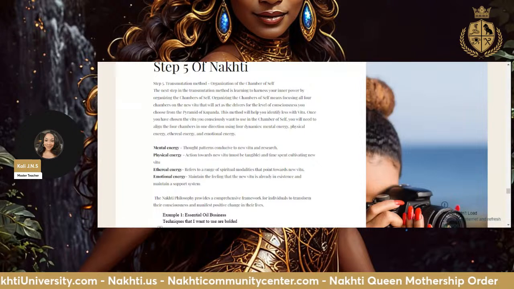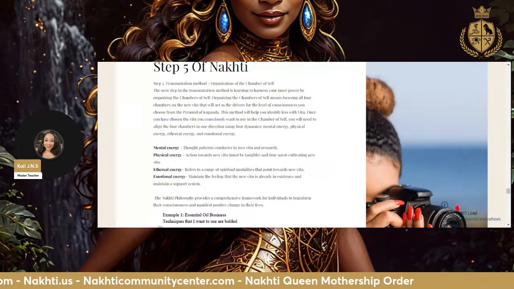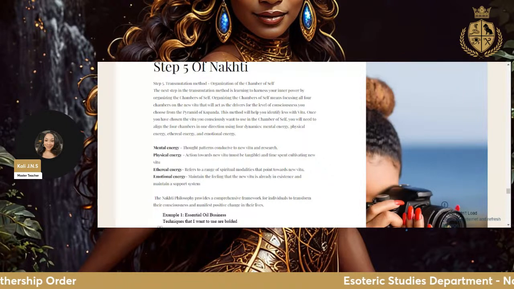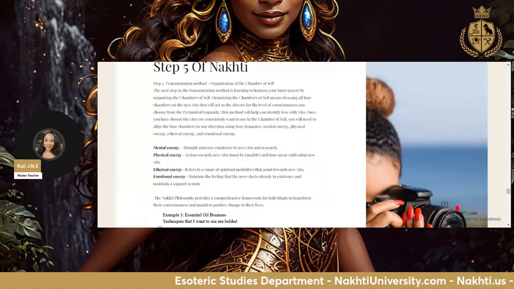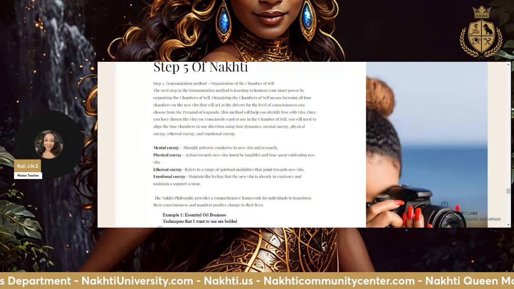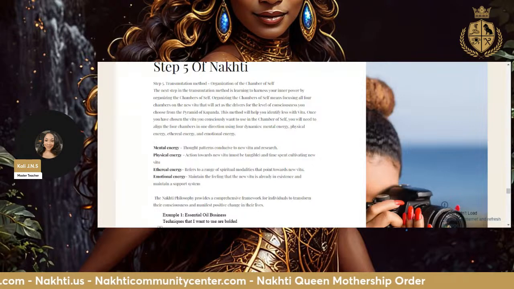And so once you choose that information, you want to consciously choose in the chamber itself, you're going to align all 4 chambers of the mind in one direction using 4 dynamics: mental energy, physical energy, ethereal energy, and emotional energy. Just like the show Avatar, Aang, the little kid: Earth, Wind, Fire, Water. You got to do just like that: mental energy, physical energy, ethereal energy, emotional energy. All chambers of the mind is going to focus on that new direction.